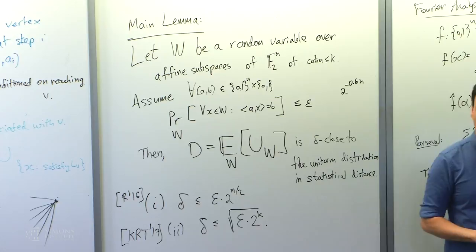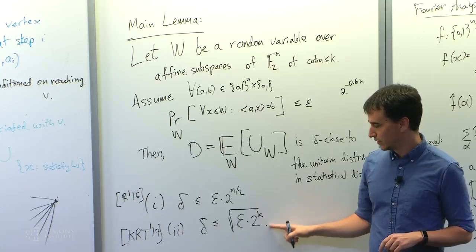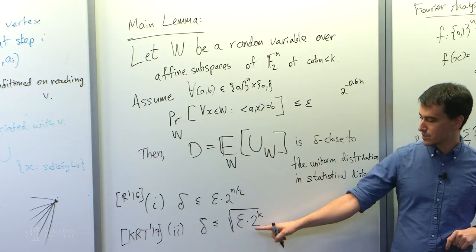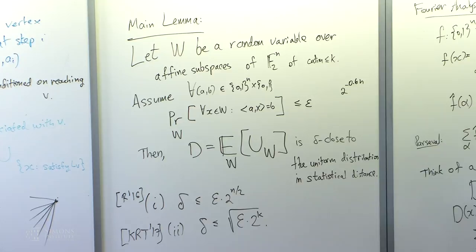This will not be good enough for the sparse case. And we will need the strengthening that this closeness is at most square root of epsilon times 2 to the k. So if you think of the sparse case, k is roughly log n. So this is much better than this. OK, so this is what we will show. And this will actually be a quite simple proof.